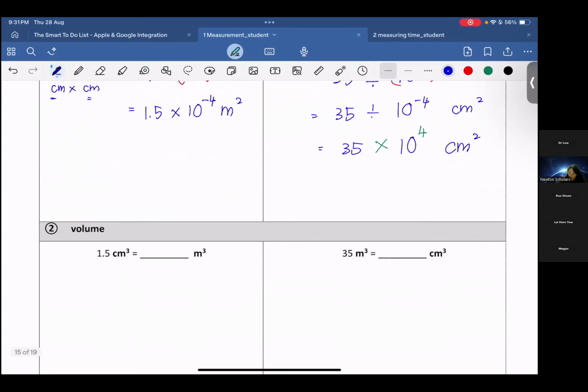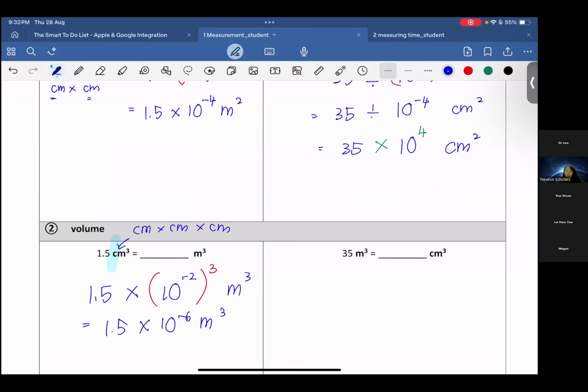So for this one, same thing. Find out your prefix. This is your prefix C: 1.5 times 10 power of negative 2. This one should be cubic meter, because this is cm times cm times cm, 3 times. So it should be 1.5 times 10 power of negative 6 meter cube. Same thing as just now, exactly the same.